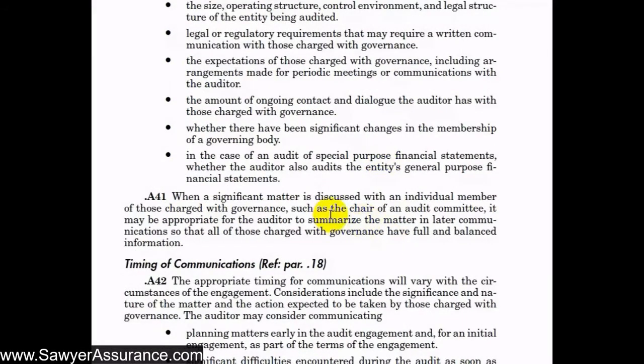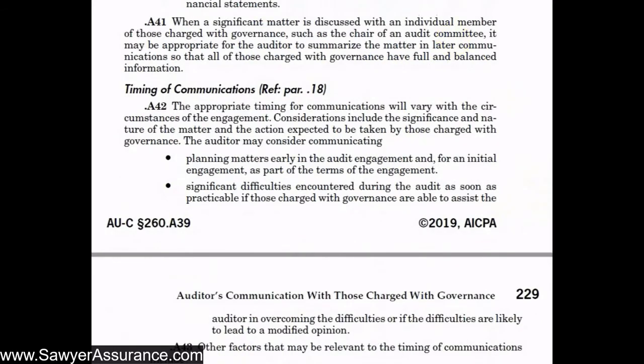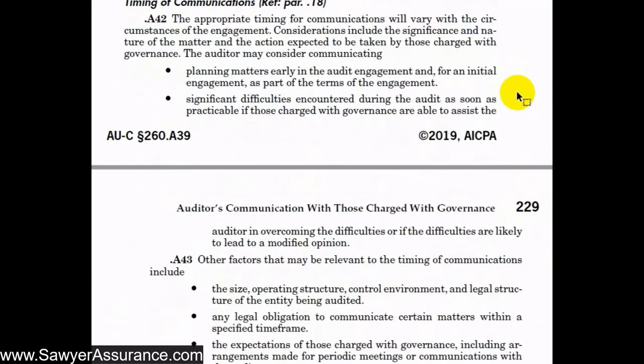So when a significant matter is discussed with an individual member of those charged with governance, such as the chair of an audit committee, it may be appropriate for the auditor to summarize the matter in later communications so that all of those charged with governance have full and balanced information. So if we go in and we discuss something really specific with the chair of the audit committee, we might later go back to our office and write up a summary of our discussion to send to the rest of the board so they understand what was discussed and what we concluded regarding a particular matter.